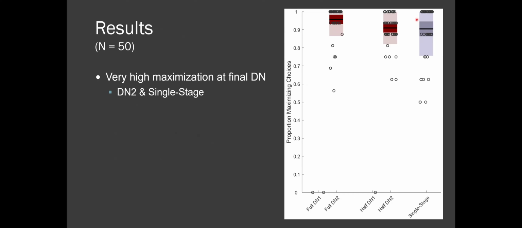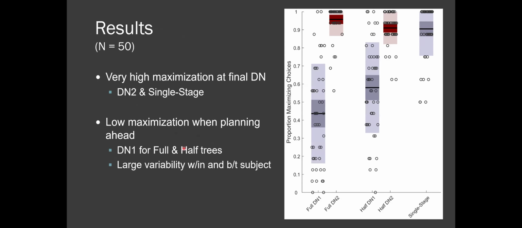Same thing in the single stage trees, people choose the higher expected value option. But if we take a look at what people do at decision node 1 at the top of the tree, we see much lower levels of maximization. We also see high levels of variability. So there are these people here who are making all of their choices in accordance with backward induction, whereas there are people down here who are 100% of the time making a choice that conflicts with backward induction.